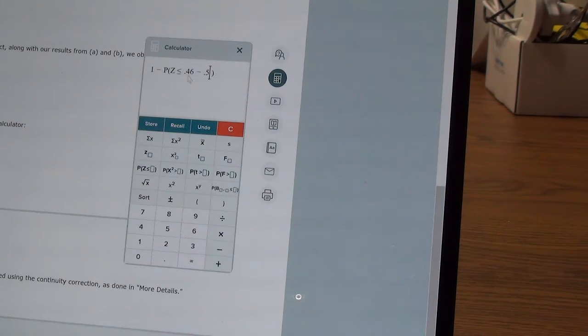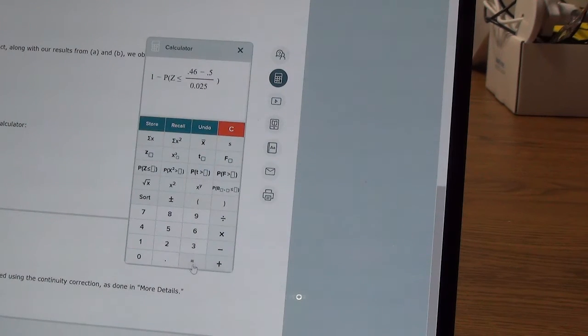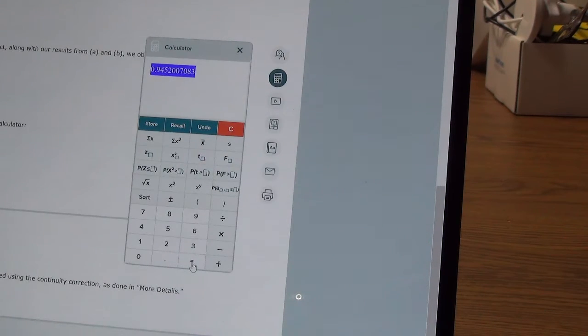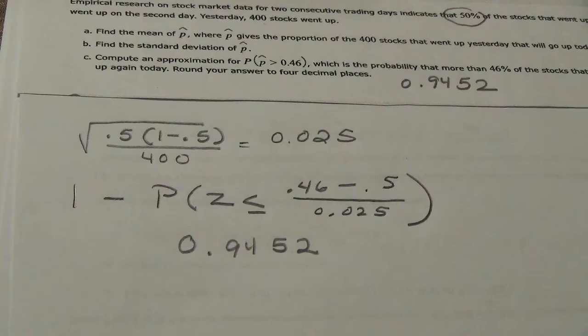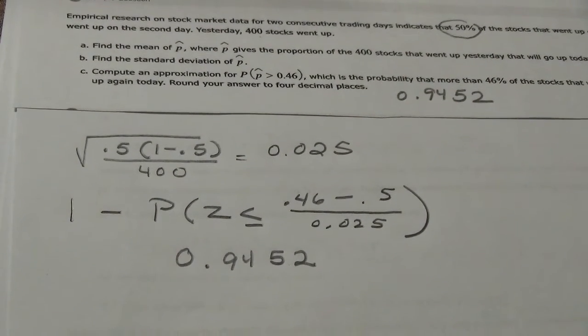I'm going to highlight that part of it and divide that by the 0.025. And so if I hit equal there, my answer to 4 decimal places is 0.9452. 0.9452 is then going to be my answer to my part C question. All right.